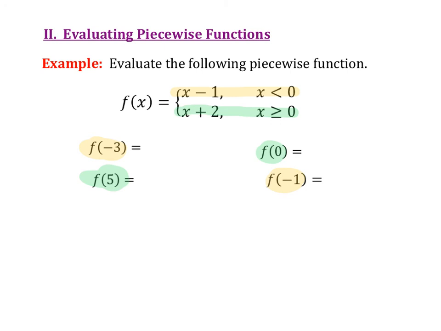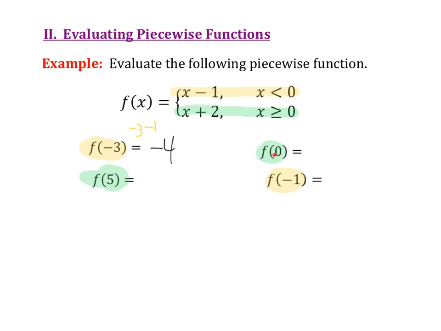f of -3, I'm going to be following that yellow rule. So I'm going to plug in -3 for x, and I would get -3 minus 1. Let's see, -3 minus 1, that's -4. Ooh, that should be -1. Ugh. Sorry about that, folks. So -3 minus 1, which would be -4.